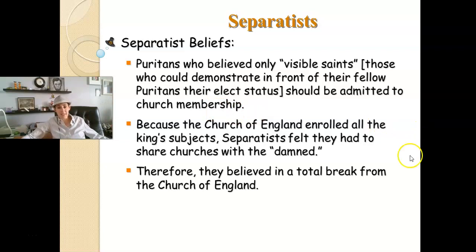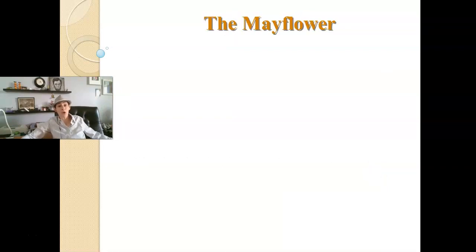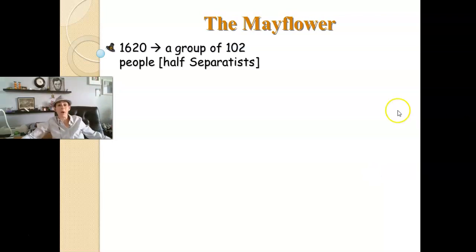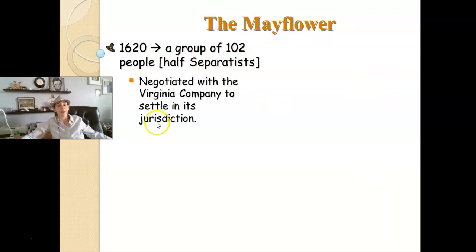Okay, so this is the idea. They needed a total break from the Church of England, because there was no saving the church, not if they keep letting the riffraff in there. So a bunch of different folks, Separatists and Puritans, came over on the Mayflower. We have 102 people, half were Separatists, half Puritans, right? They negotiated with the Virginia Company, which was the company in control of Jamestown, just so you are aware, to settle its jurisdiction. What that means is they negotiated with the Virginia Company so they could get that tract of land in Massachusetts, and they could start their own colony.